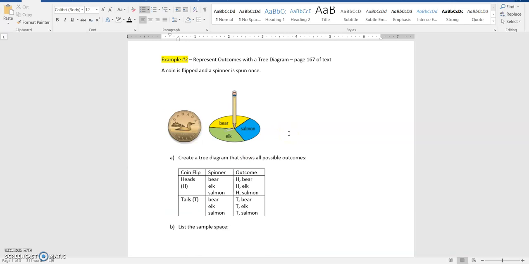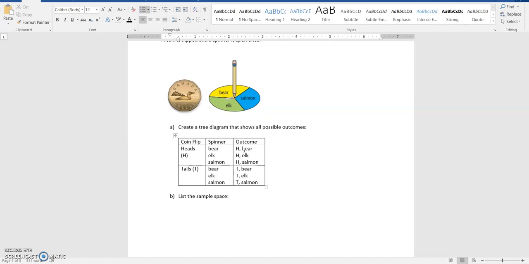Now example 2. So instead of doing a table, we are completing this question using a tree diagram. This can be found on page 167 of your text. You'll get a type of question that's something like, a coin is flipped and a spinner is spun once. So here's our coin, here's our spinner, so we have 3 possibilities here, bear, elk, and salmon. Create a tree diagram that shows all possible outcomes.